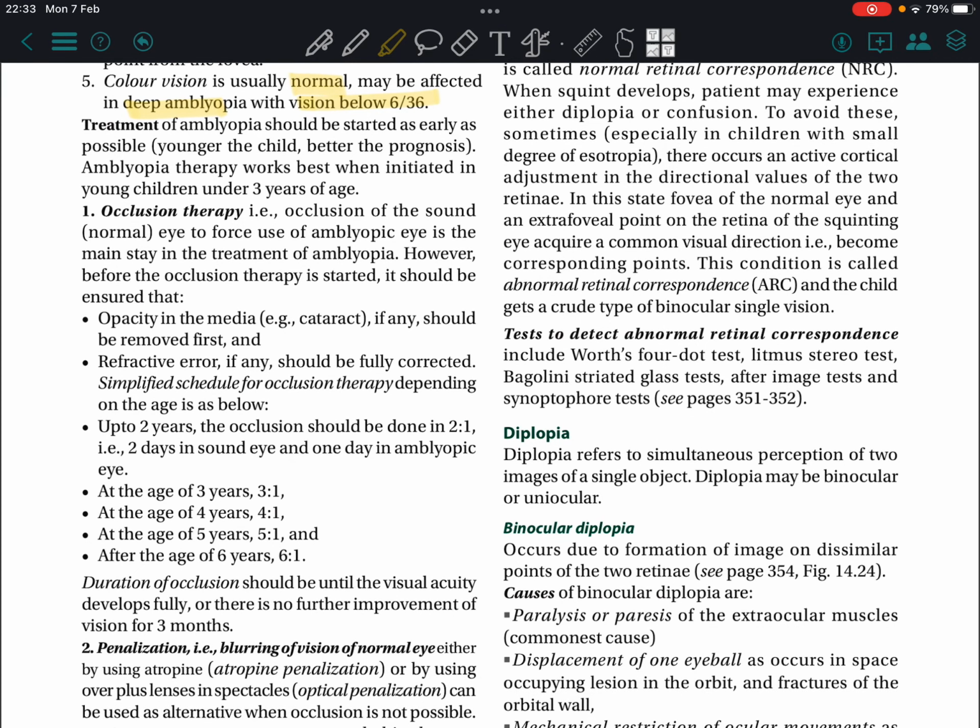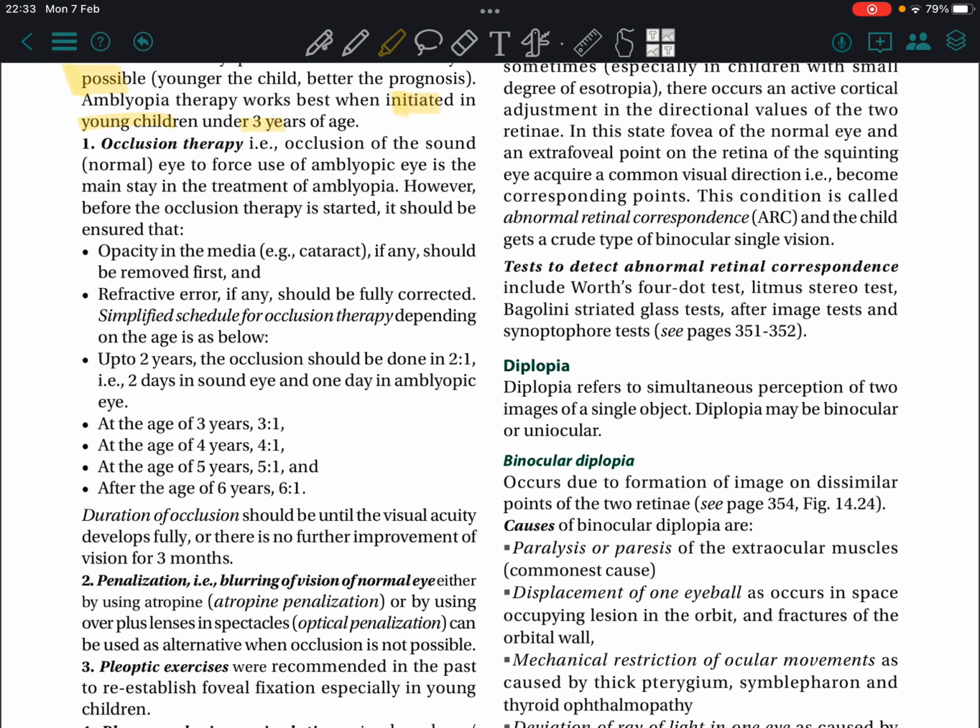Treatment of amblyopia should be started as early as possible. Amblyopia therapy works best when initiated in young children under 3 years of age. Occlusion therapy. Occlusion of the sound eye to force use of the amblyopic eye is the mainstay of treatment of amblyopia.